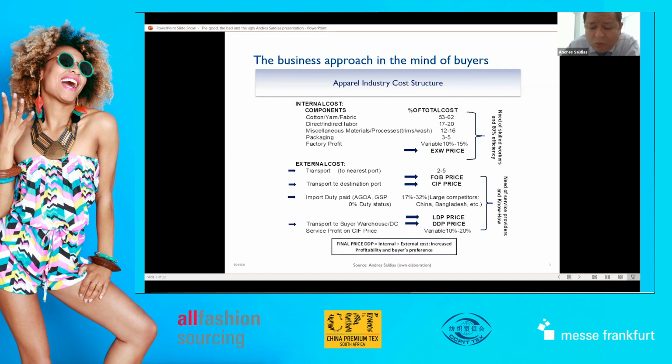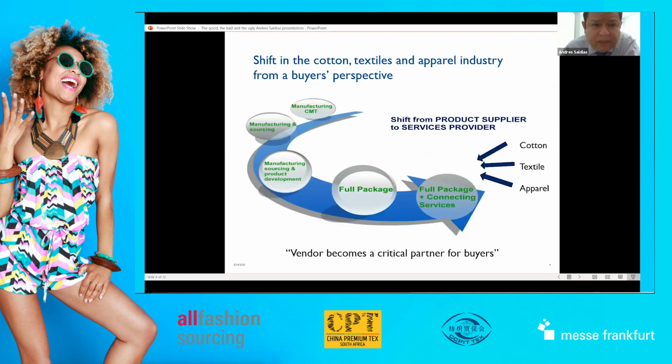So that's the number one concept that I want you to understand. What is happening? Why are the buyers switching to that? In the last 20 years, factories and countries were basically providing labor, which is CMT, you know, cut, make, and trim. And throughout the years, the buyers started to say, I don't want only CMT. I want you to do sourcing.